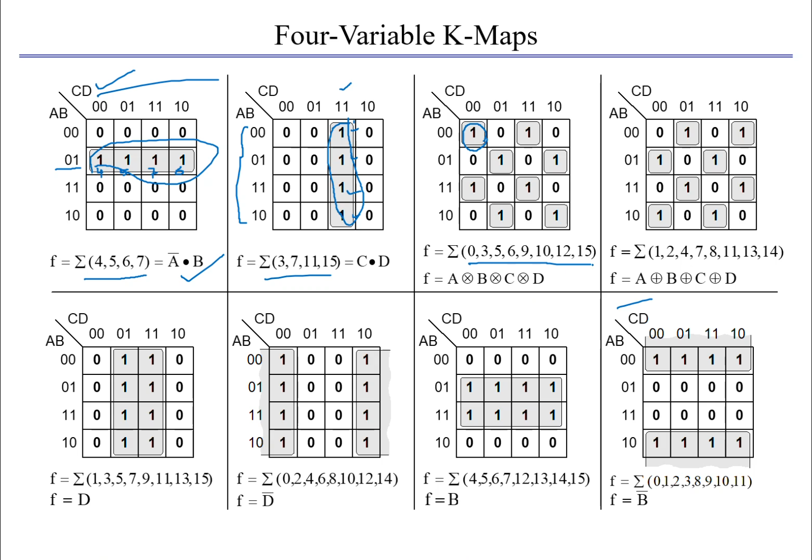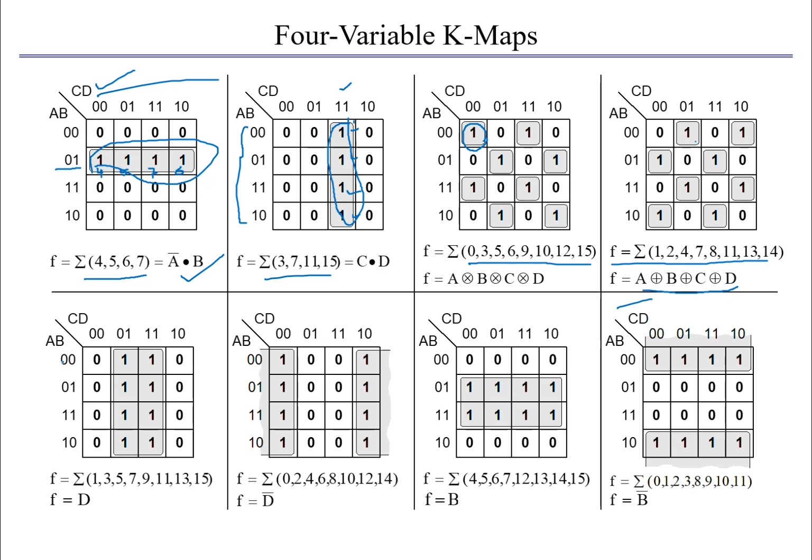Similarly, if you consider the next case, this is F equal to summation of 1, 2, 4, 7, 8, 11, 13, 14. The corresponding cells are filled with 1, for 1, 2, 4, 7, 8, 11, 13 and 14. Remaining all cells are filled with 0. In this case also, no 2 ones can be combined, or no 4 ones can be combined, or no 8 ones can be combined. Hence all the ones are to be combined individually. On simplification, you will get A exclusive or B exclusive or C exclusive or D. In this way it will get simplified.